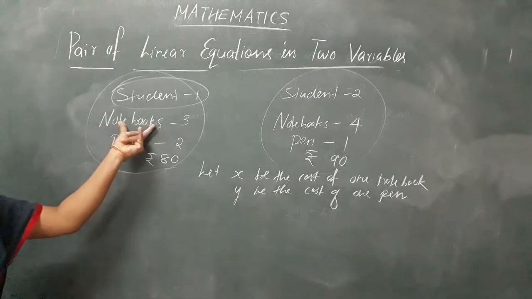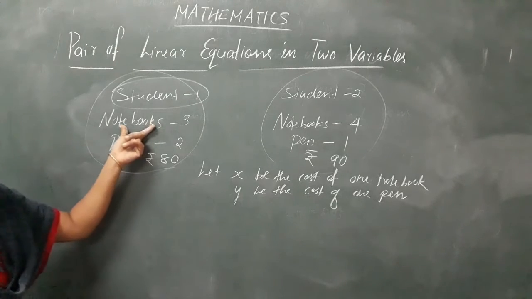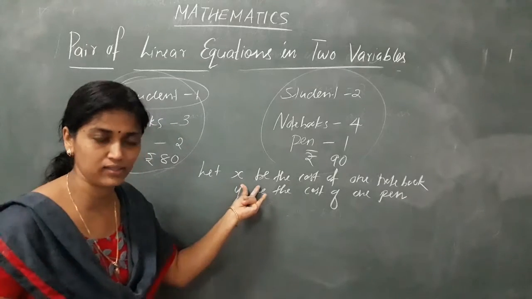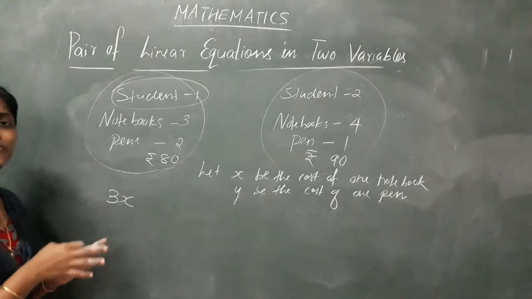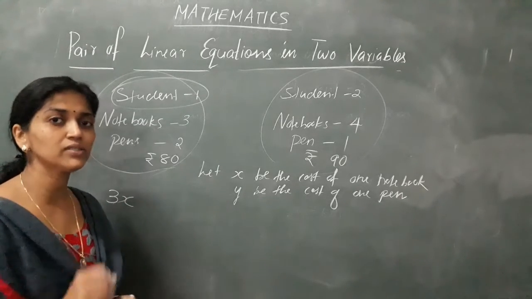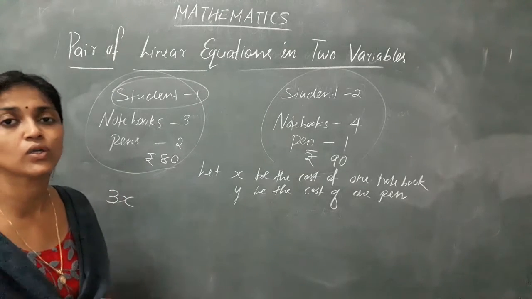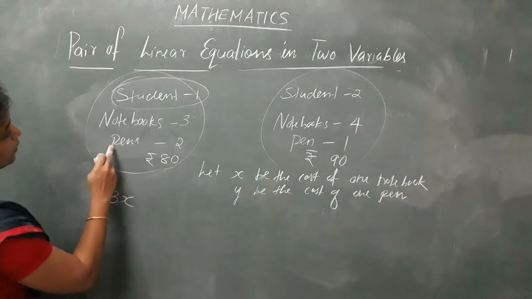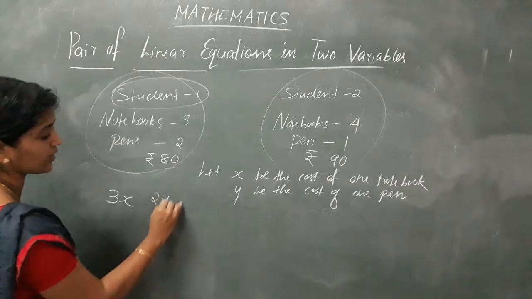How many notebooks did he buy? 3 notebooks. So what will be the cost of the notebooks together? 3 into the cost of 1, that is 3 into x. So 3x will be the total cost of the notebooks. Clear? He is buying 3 notebooks, the cost of each notebook is x, so the total cost is equal to 3x. Clear? And what will be the cost of the pens there? The total cost is 2y.